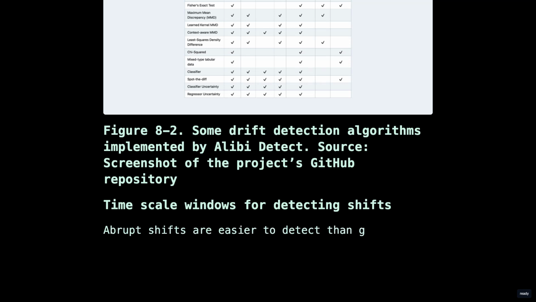Not every shift behaves the same way. A sudden change is easy to spot, while a slow drift can blend into normal variation, and temporal changes often interact with where the data comes from, such as device type or user group.